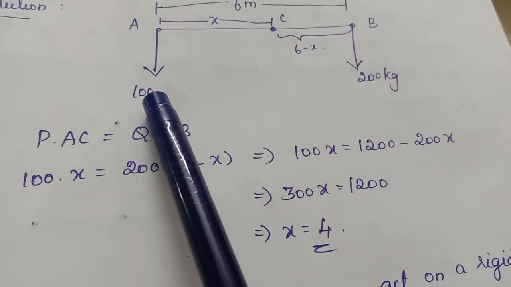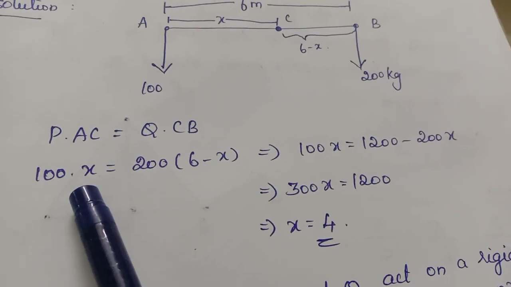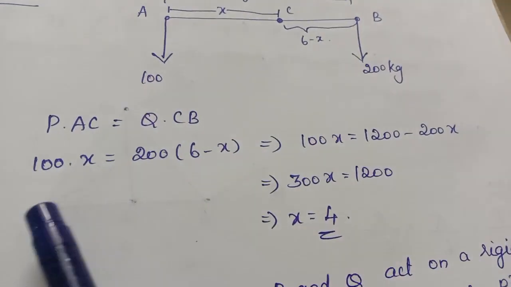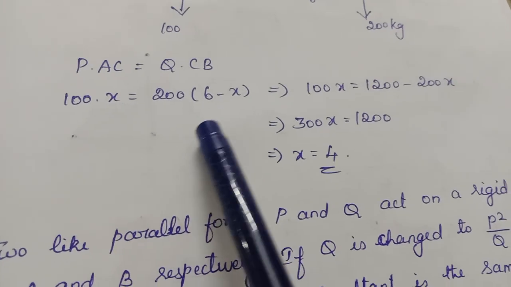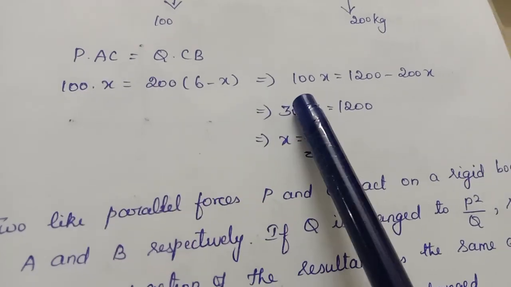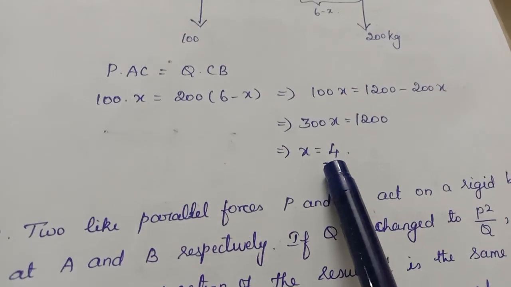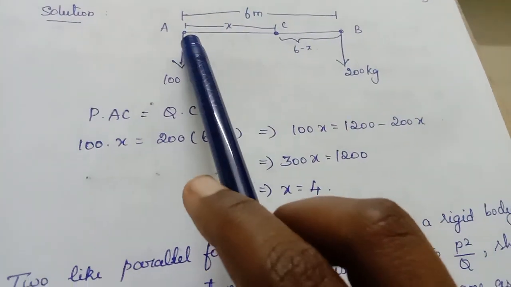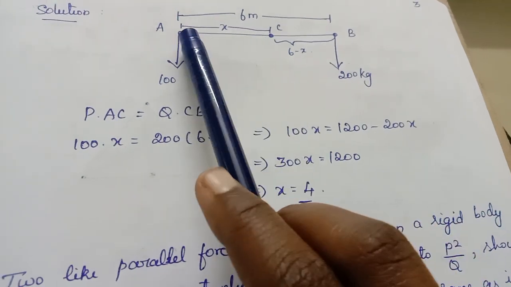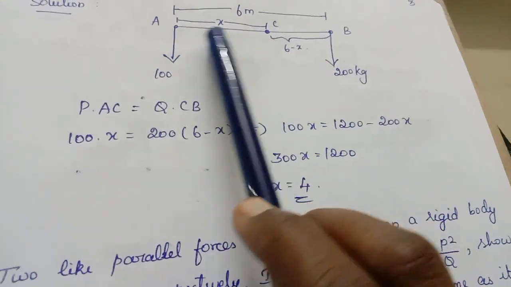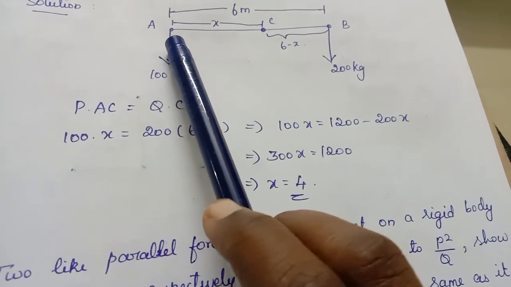So what is P? 100 and Q is 200. So 100 into x. AC's length is x and CB's length is 6 minus x. So 100 into x equal to 200 into 6 minus x. So simplify this result. So 300x equal to 1200, or x equal to 4 meters. That means the stone should be tied at a distance of 4 meters away from this man, the weaker man.